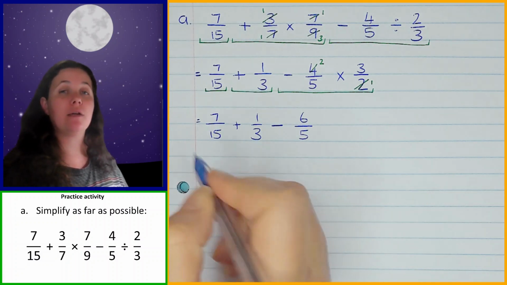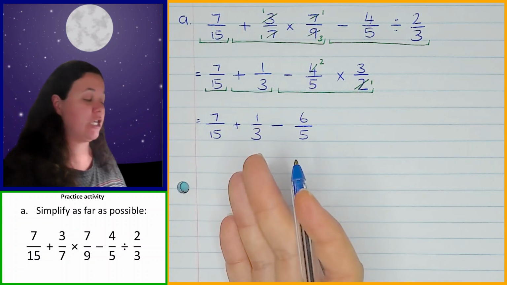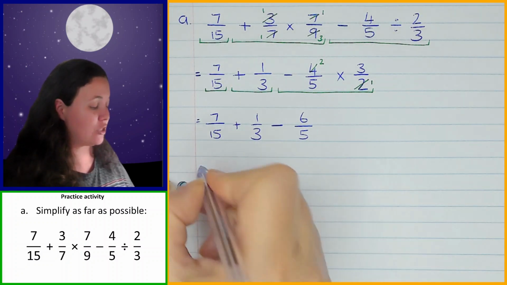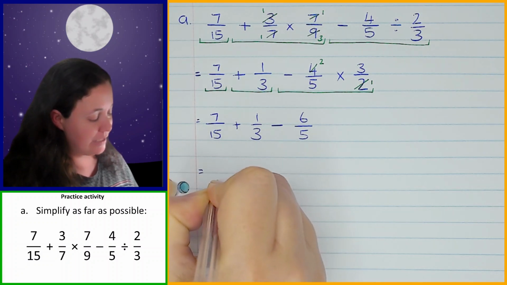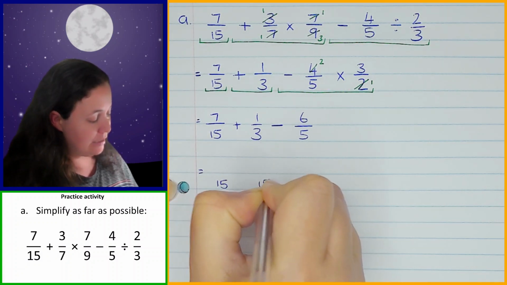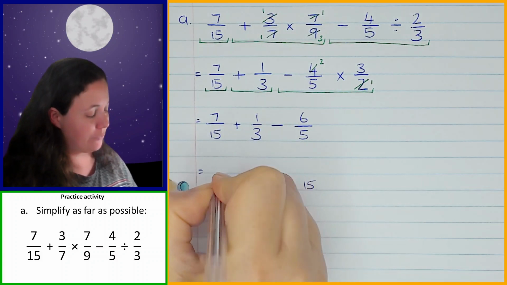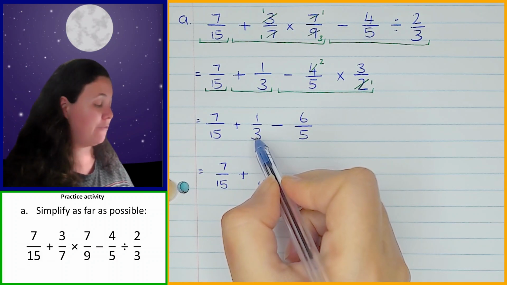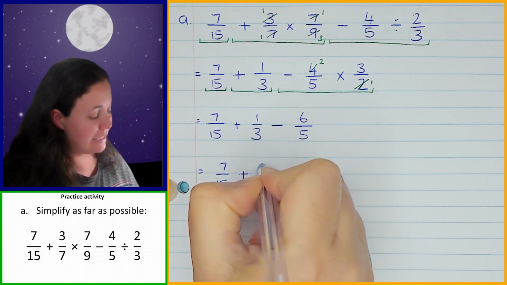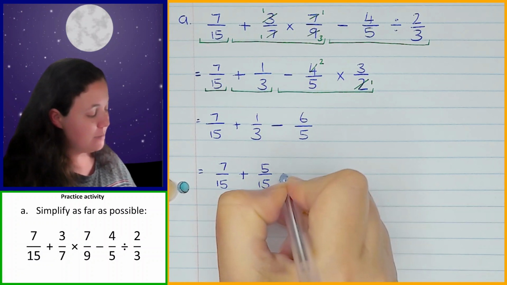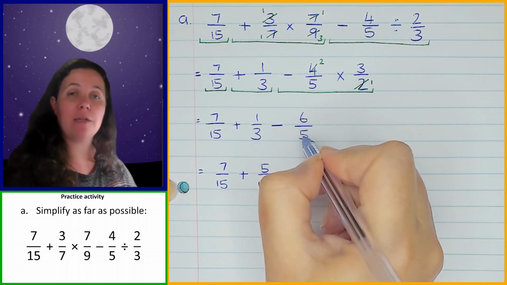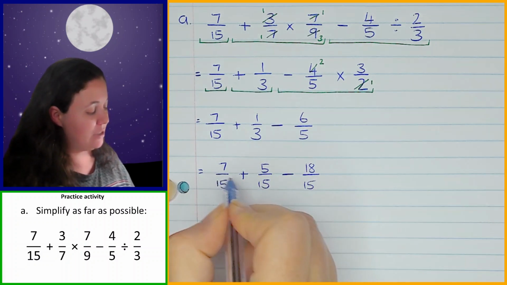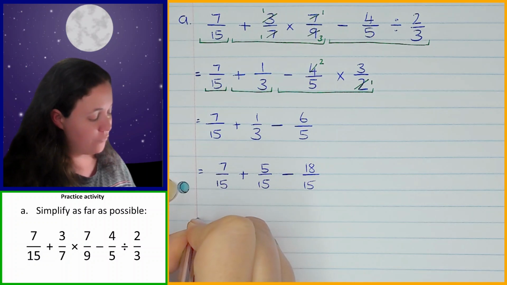Now we're going to do our addition and subtraction, so we need to find our LCD. The LCD for 15, 3, and 5 is going to be 15. So I'm going to have something over 15, something over 15, and something over 15. Now this one is already over 15, so it's not going to change. Then I've got plus. This one, I need to multiply the 3 by 5, so I'm going to multiply the top by 5, and that gives me 5 over 15, minus. Then here I need to multiply the 5 by 3, so I'm going to multiply the top by 3, and that gives me 18. So I've got 7 plus 5 minus 18 all over 15.